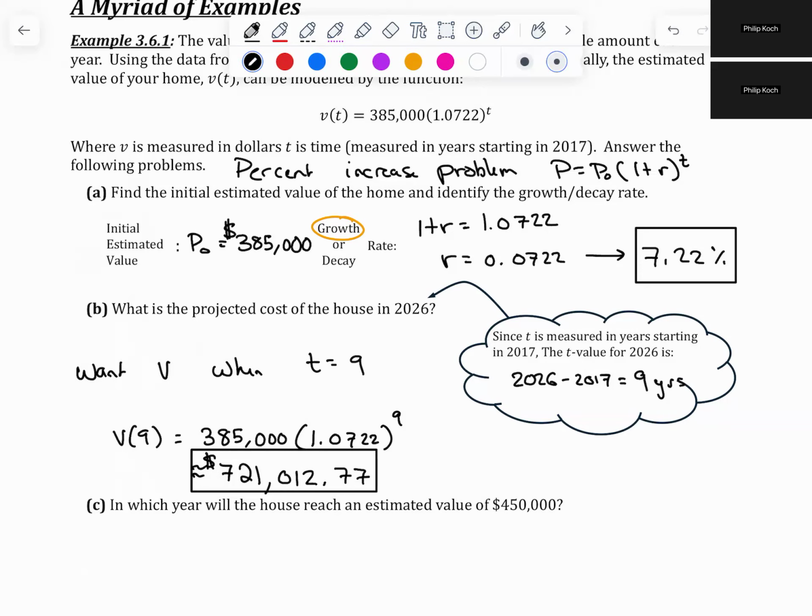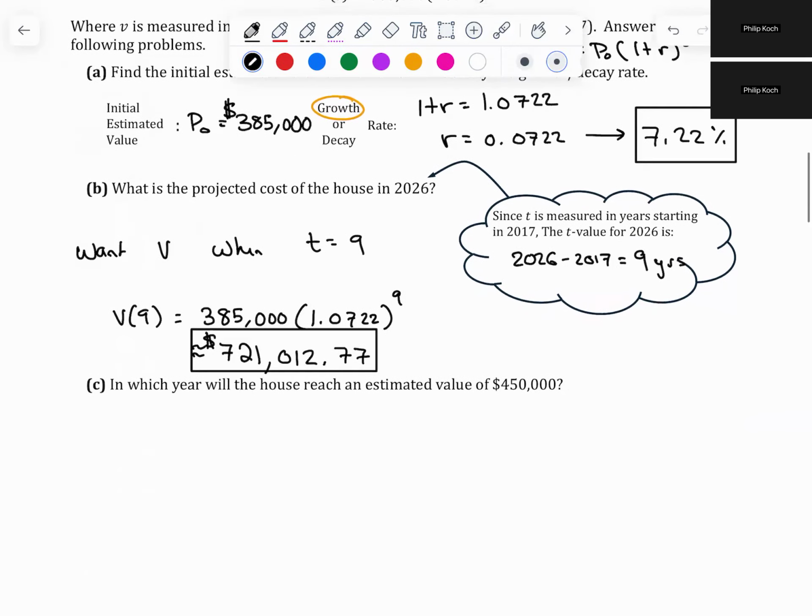Part C. Unless there are any questions on that one. That one we could have done beforehand. We could have done this in unit 3.2 and we would have been fine. But this one will require what we just learned. In which year will the house reach an estimated value of $450,000? What you always want to do when you're looking at a word problem is ask yourself, what are you trying to find? I'm trying to find a year, a time. So we want T when V is equal to 450,000.